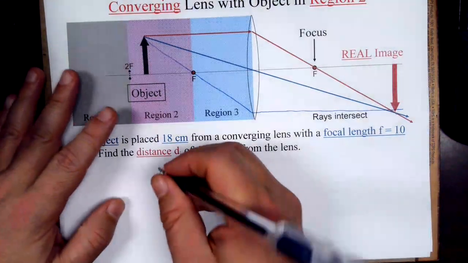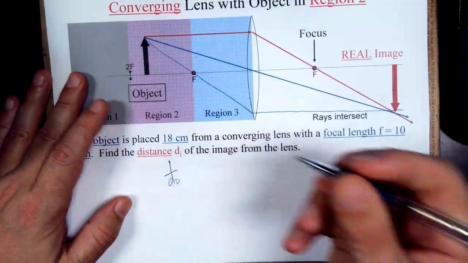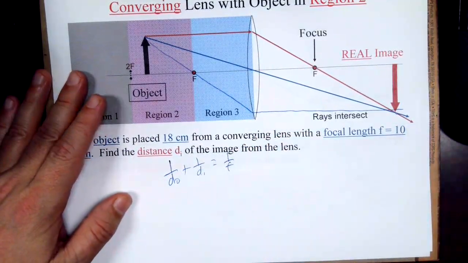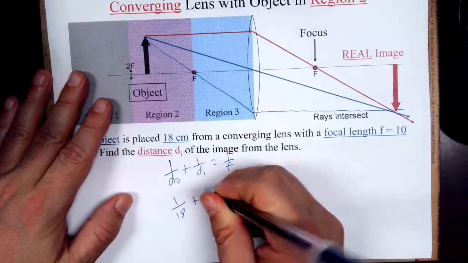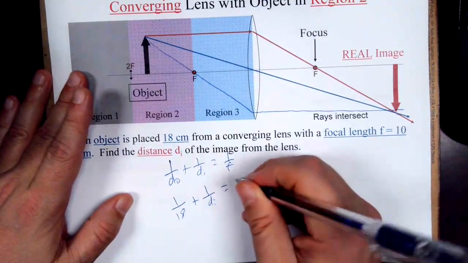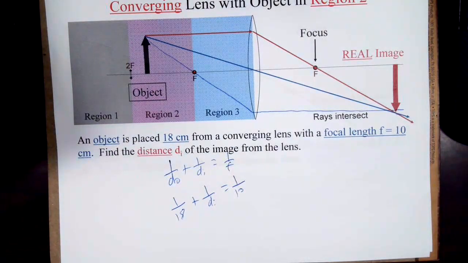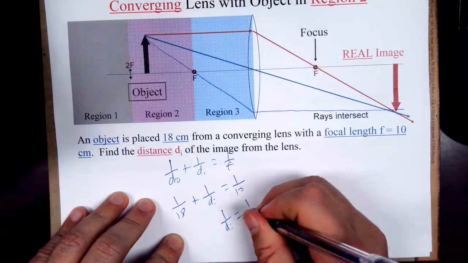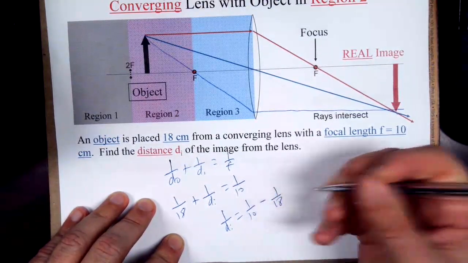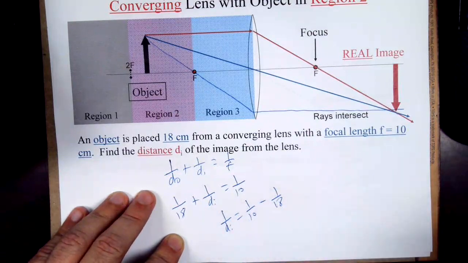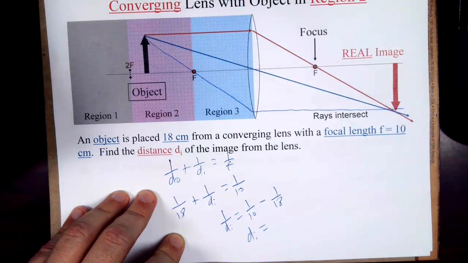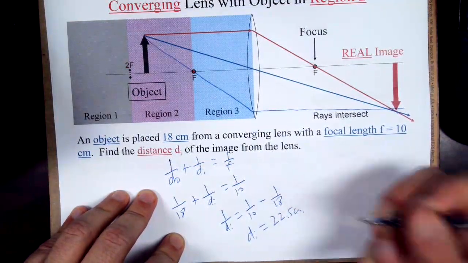To confirm this, we use our lens formula. So 1 over do plus 1 over di is equal to 1 over f. The distance to the object is 18. The distance to the image is what we're trying to find, and this is 1 over 10 because 10 is the focal length. This one also you're probably going to need a calculator for: 1 over 10 minus 1 over 18. So then you will do 1 divided by 1 divided by 10 minus 1 divided by 18. And if you do that, what do we get? We get a distance of 22.5 centimeters.